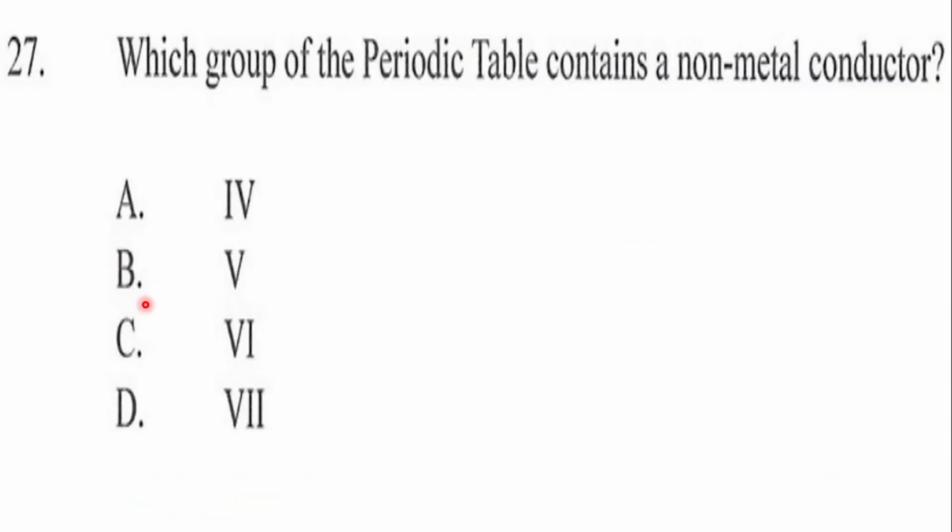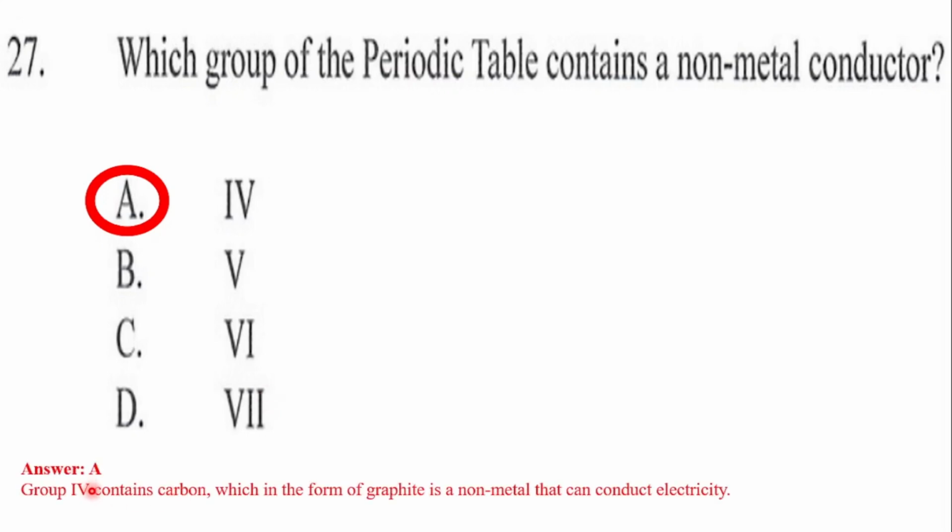Let's move on to question number 27, and it says, which group of the periodic table contains a non-metal conductor? Is it A, IV, which is 4? B, V, which is 5? C, VI, which is 6? Or D, VII, which is 7? So is it 4, 5, 6, or 7? The correct answer is definitely going to be A, which is 4, because group 4 or group IV contains carbon.